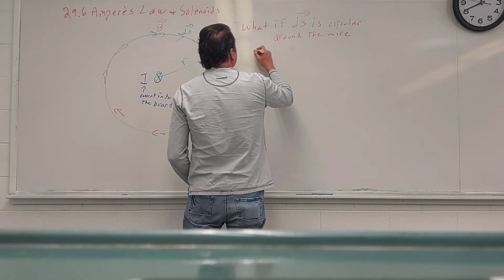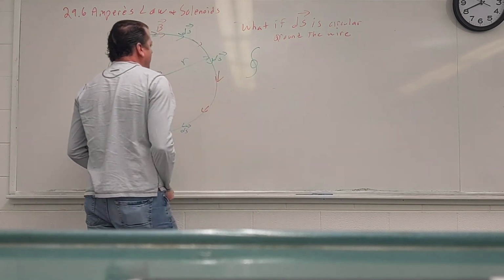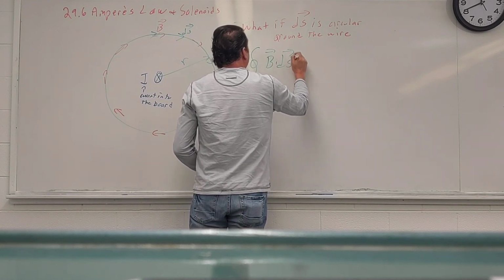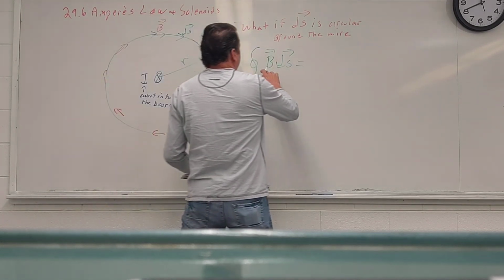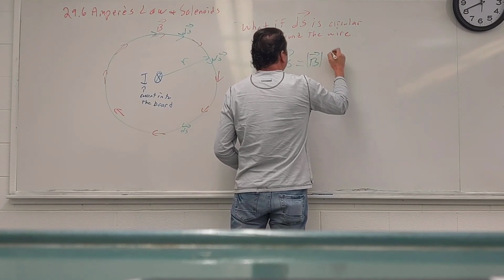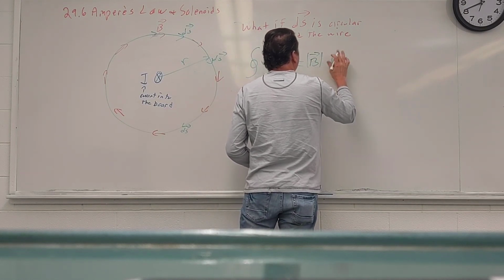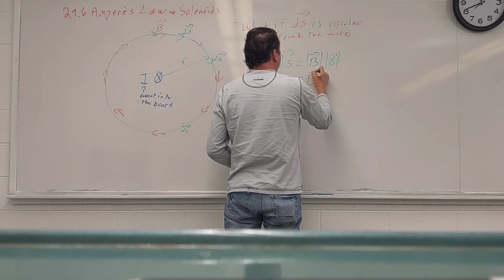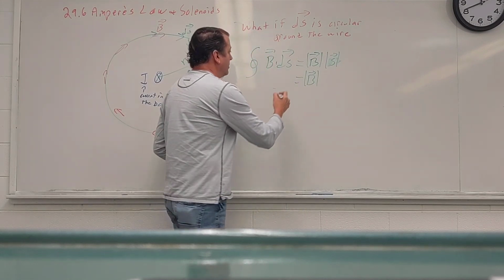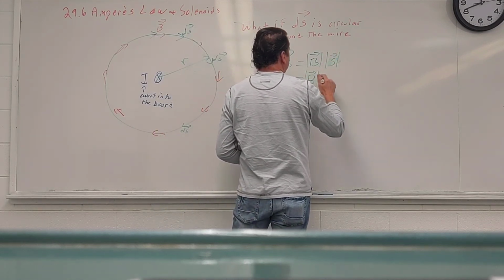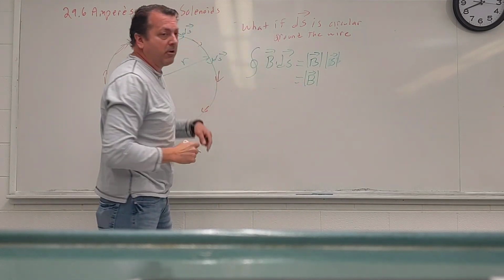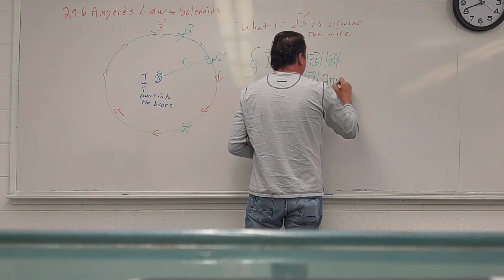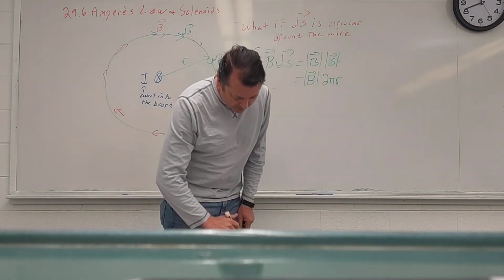Let's do this integral. We're going to integrate around a loop, so that's why we have B dot ds. They're in the same direction, so it's the magnitude of B times the magnitude of s when we integrate. B is just going to be whatever that magnitude is, and we'll get to that in a minute. s is all the way around, the circumference of the circle, 2 pi times radius. Okay, that makes sense.